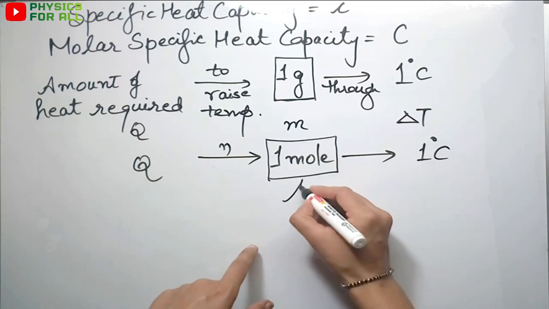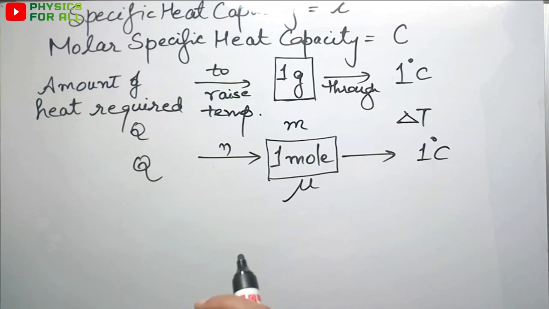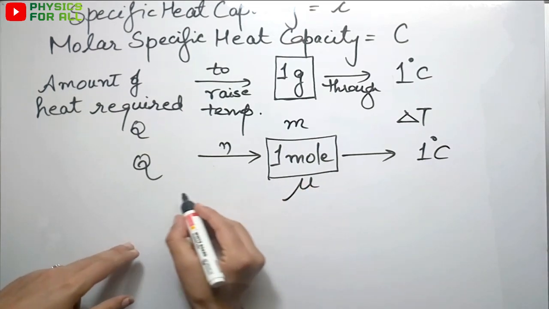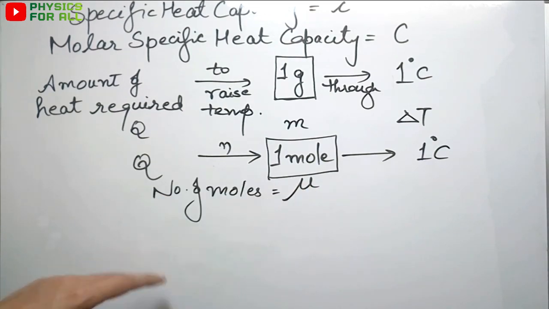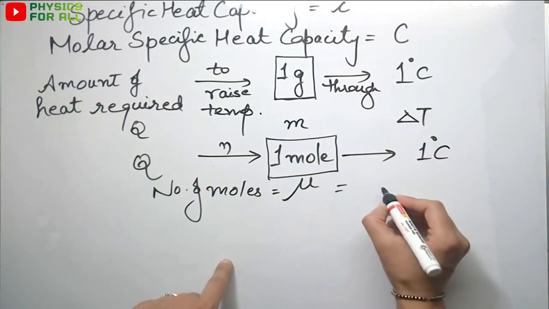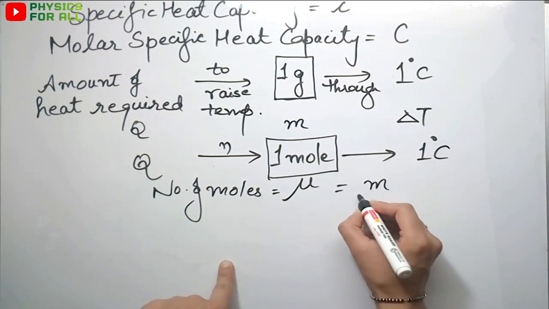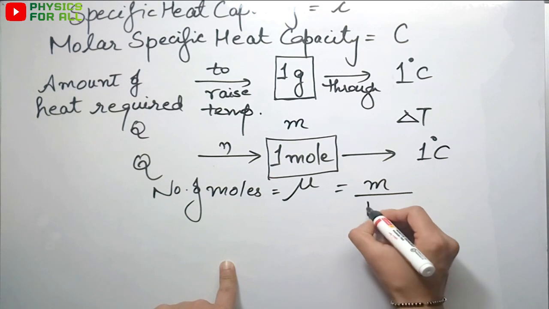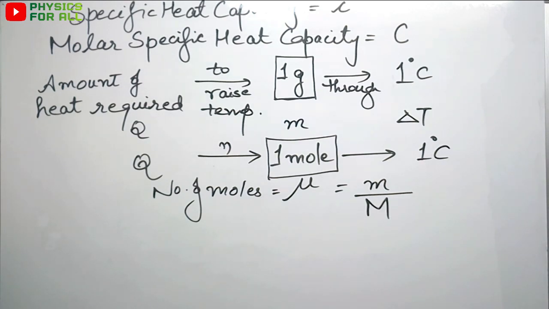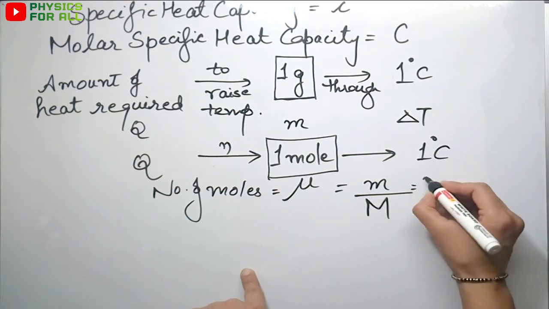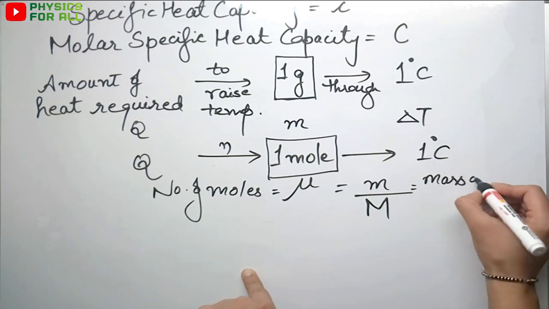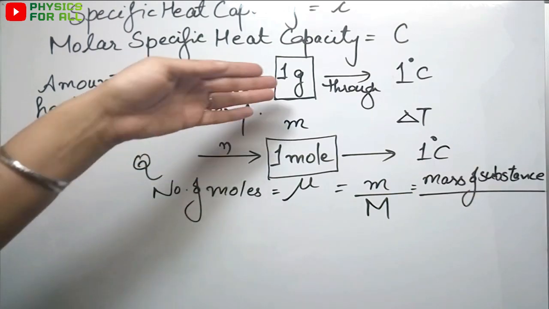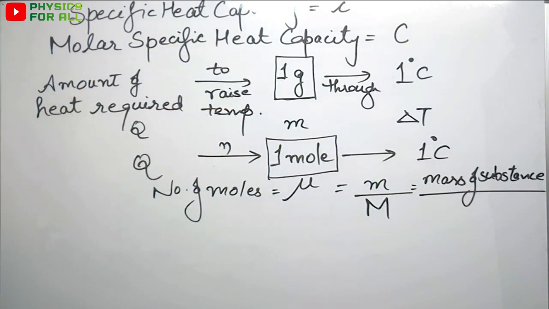So we denote mole as mu, okay? So the number of moles is mu, which is given by the mass of substance upon the molecular weight. This is the mass of substance, which we were considering in specific heat capacity.